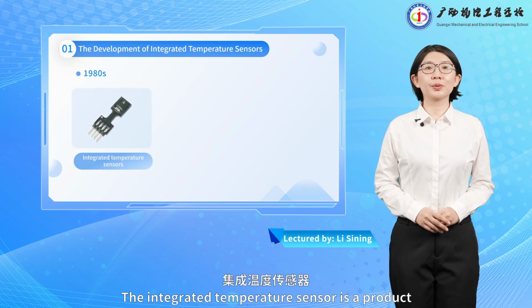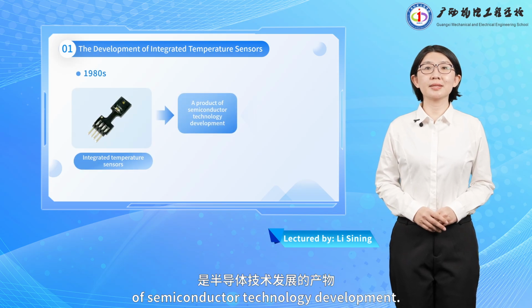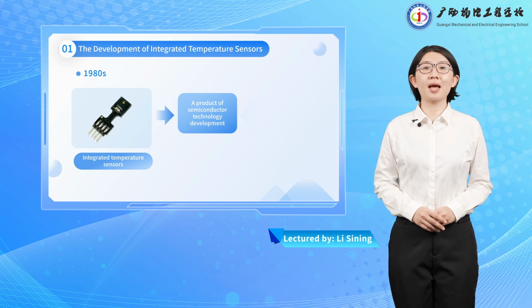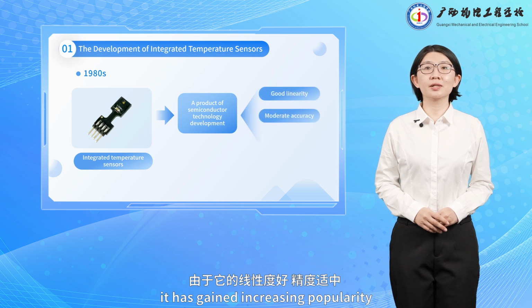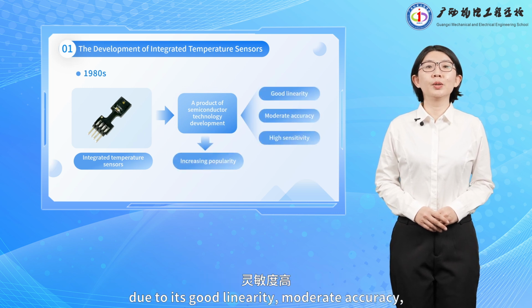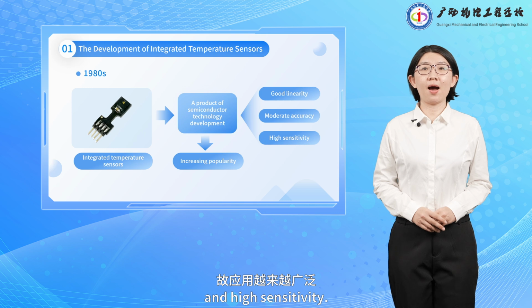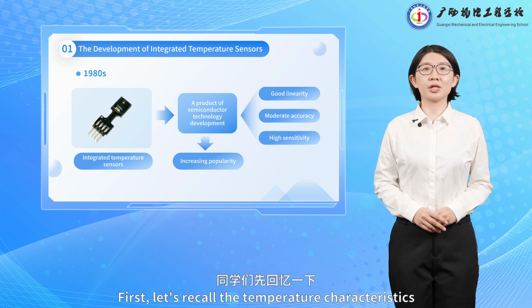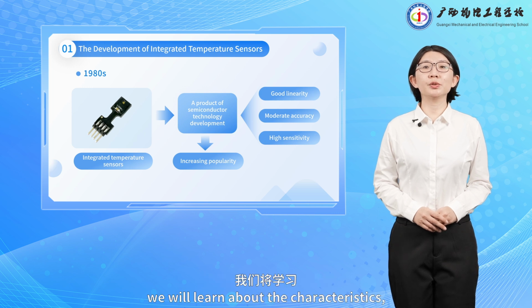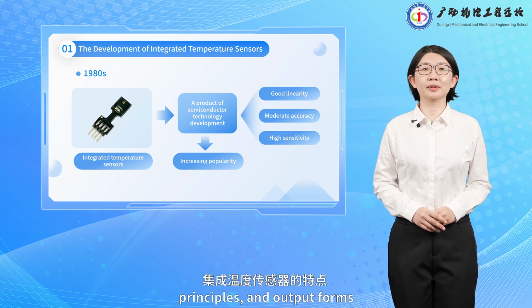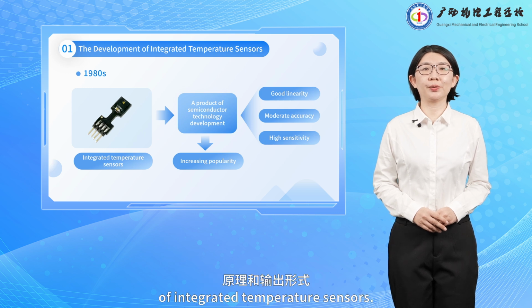Integrated temperature sensor is a product of semiconductor technology development. Since its introduction to the market in the 1980s, it has gained increasing popularity due to its good linearity, moderate accuracy, and high sensitivity. First, let's recall the temperature characteristics of semiconductor p-n junctions. In this lesson, we will learn about the characteristics, principles, and output forms of integrated temperature sensors.